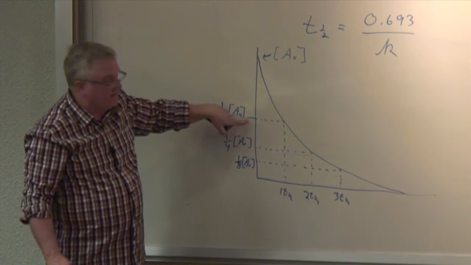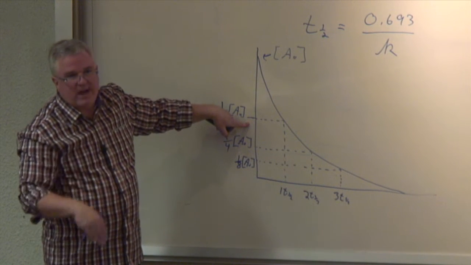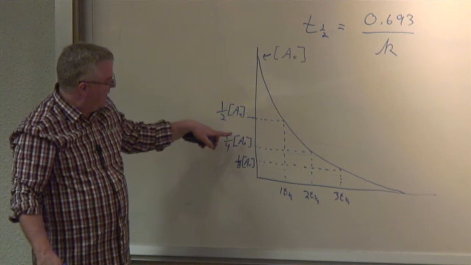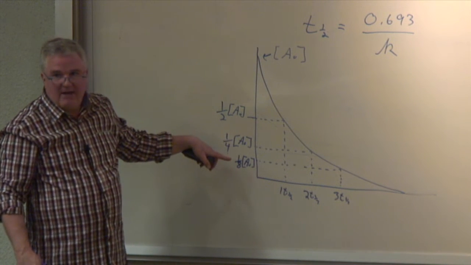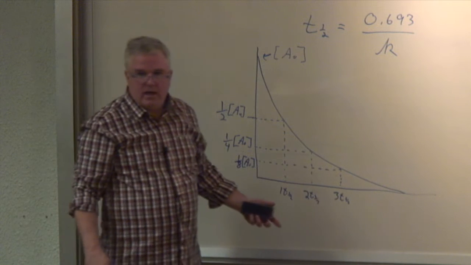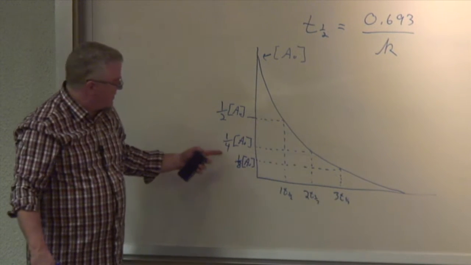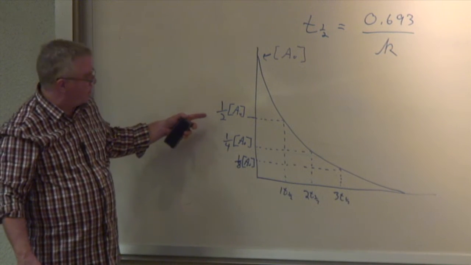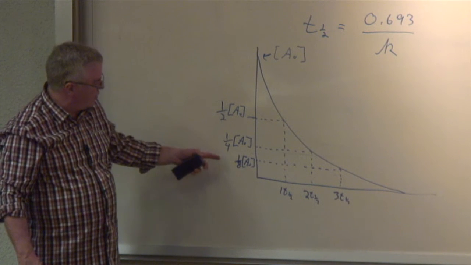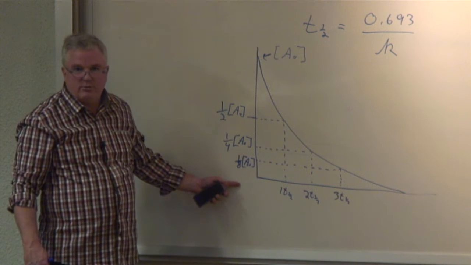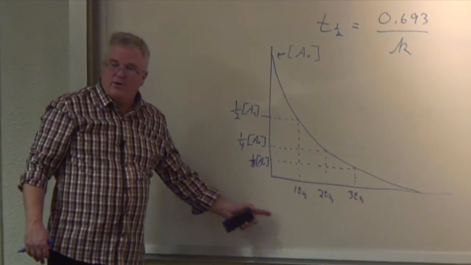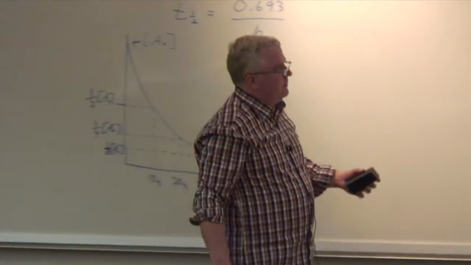So once we've divided it in half, for it to be reduced by half again will be another half-life. For it to be reduced by half again will be another half-life. This relationship holds for first order reactions. We go by half, quarter, an eighth. The next half-life will be reduced to a 16th, then a 32nd, and so on.